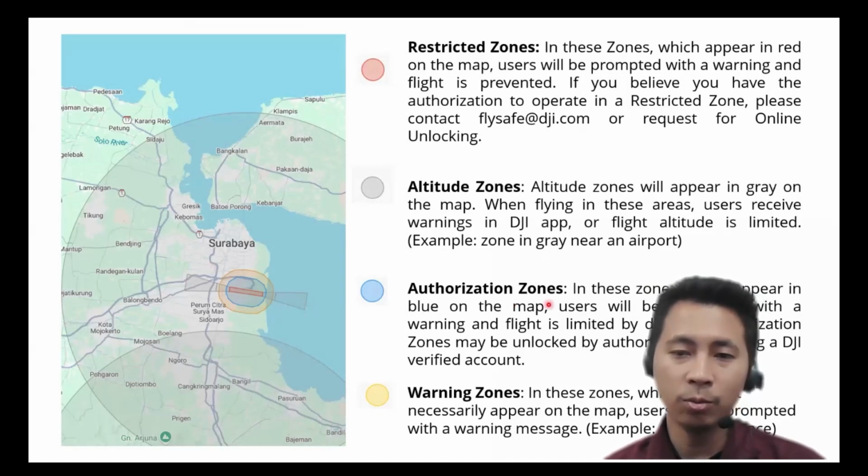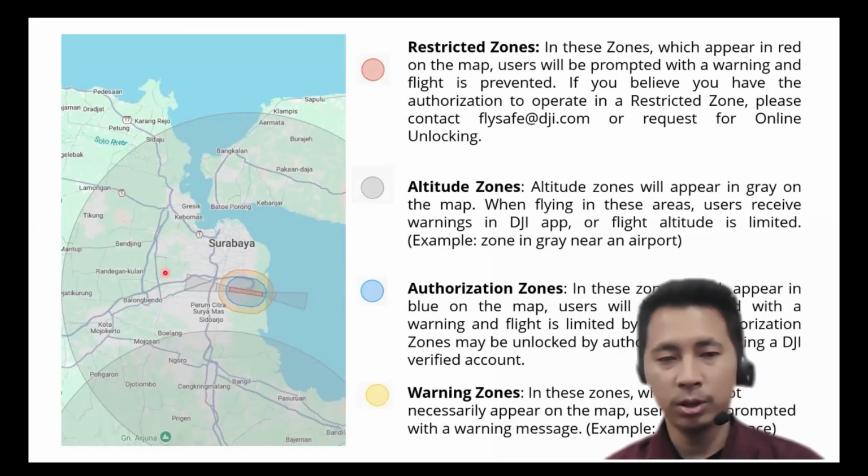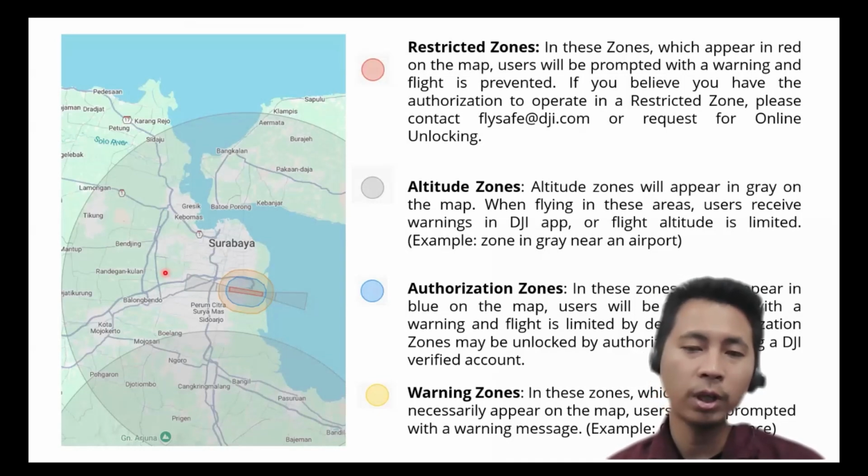In this zone, which appears like blue areas, flight is really limited. Maybe you can only fly your drone 5 or 10 meters high. It is locked by the system. For example, if you are using a DJI system, you have to unlock that with the authorized user. So you have to log in and verify your account. So in authorization zones you can fly the drone.